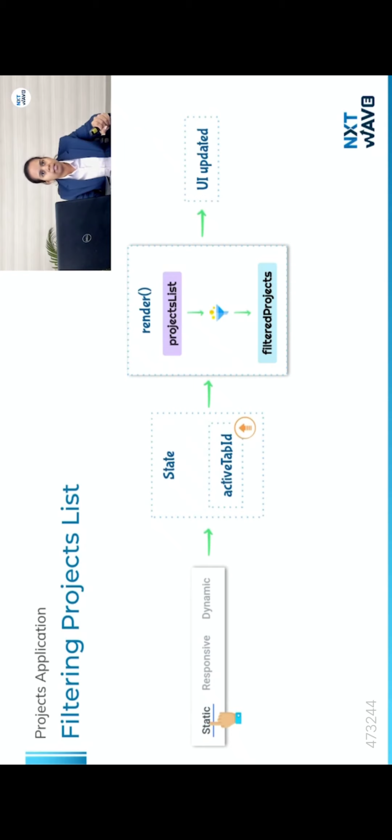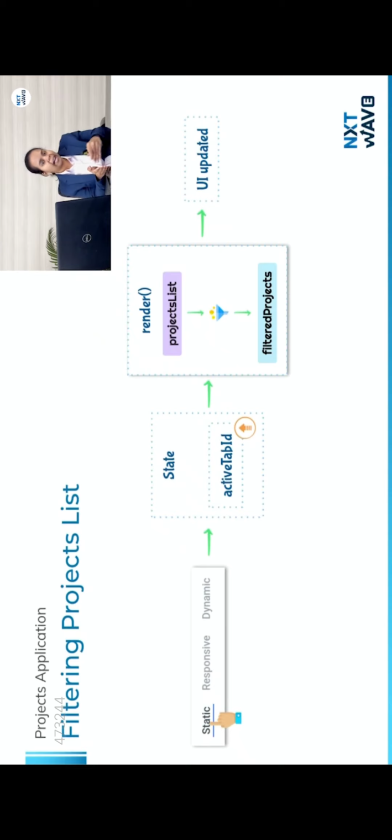Since the state has been updated, the render method will be called. In the render method, we will filter the projects list based on the active tab ID. Then we'll get a list of filtered projects, and based on these filtered projects, we will update the UI. Simple. So here we are trying to make the state as minimalistic as possible.